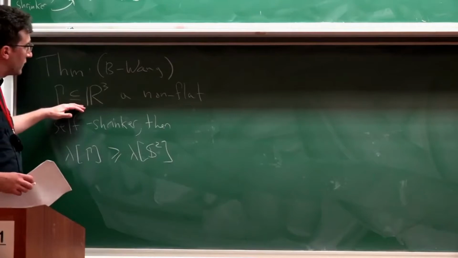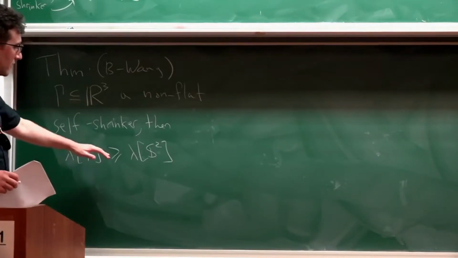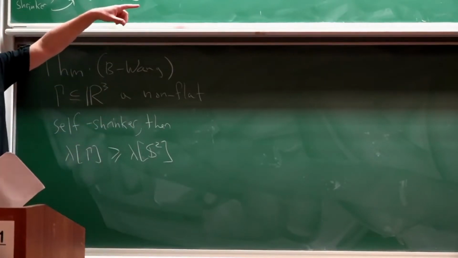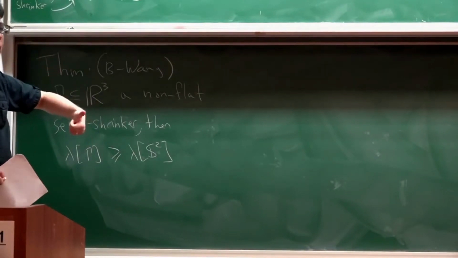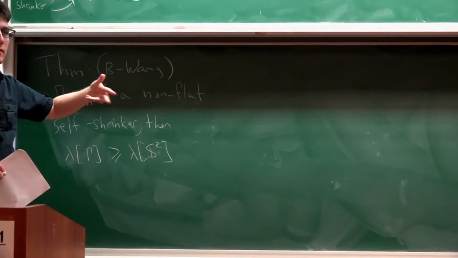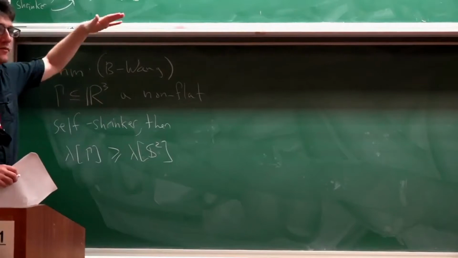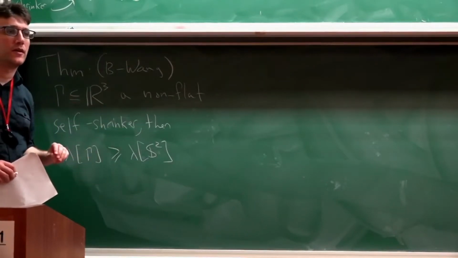If you're a self-shrinker and your entropy is below that of the cylinder, then you have to be either the cylinder, the sphere, or the flat plane in dimension 2. So we actually have a complete classification of these low entropy shrinkers.